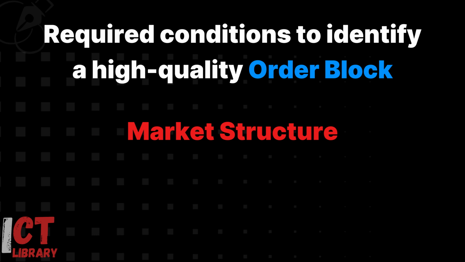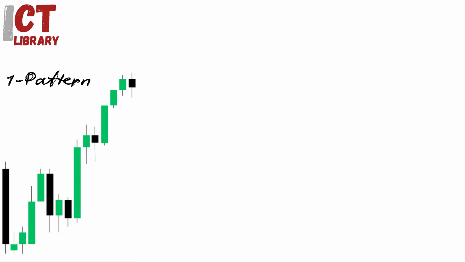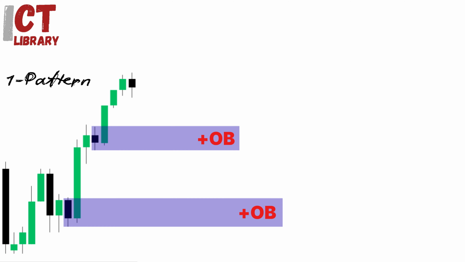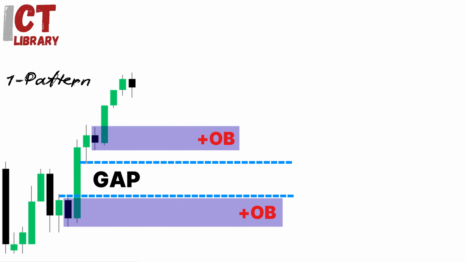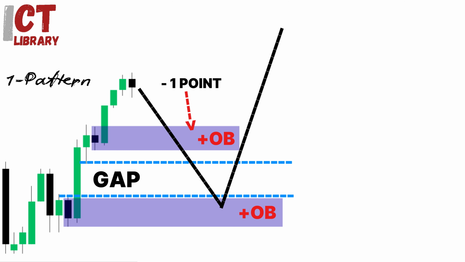Market structure. Let us start by examining market structure, one of the most important filters for identifying high-quality order blocks. Certain price patterns appear repeatedly across the markets, and recognizing them dramatically increases accuracy. When an order block forms above another valid zone and a price gap exists beneath it, price often seeks liquidity lower before resuming its main trend. In such cases, we reduce confidence in the upper order block and assign it a -1 rating.